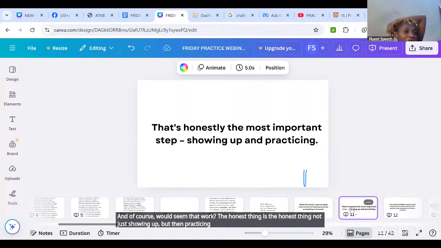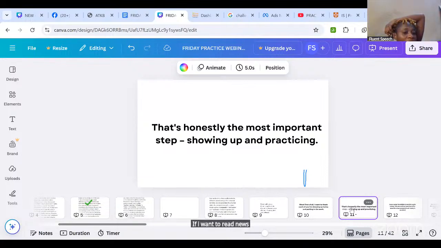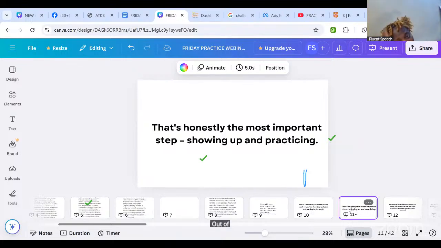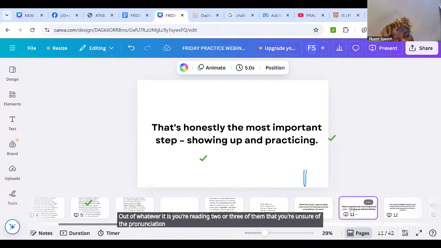Remember the technique we're learning this evening, reading aloud. So please, henceforth, start to read aloud. If you're the type that loves reading newspaper, or reading on social media, you could take 2 or 3 words out of what you want to read, out of the post, out of maybe the Bible verse, out of whatever it is you're reading, that you're unsure of the pronunciation. I guided us on how to check using the dictionary earlier. Consult the dictionary. If you cannot decode the sounds, listen to the pronunciations.